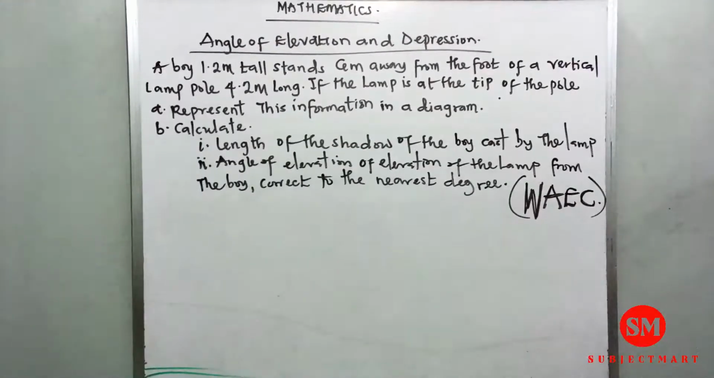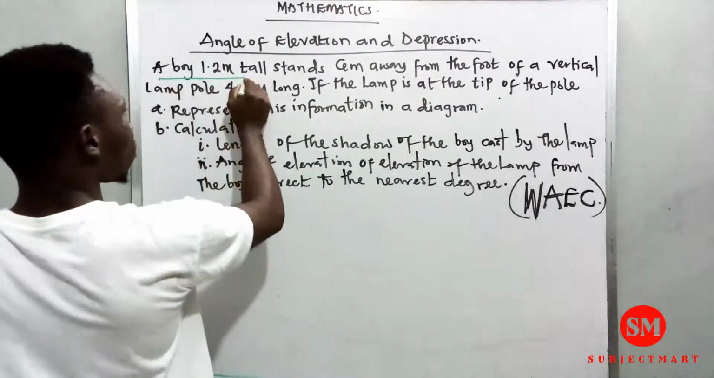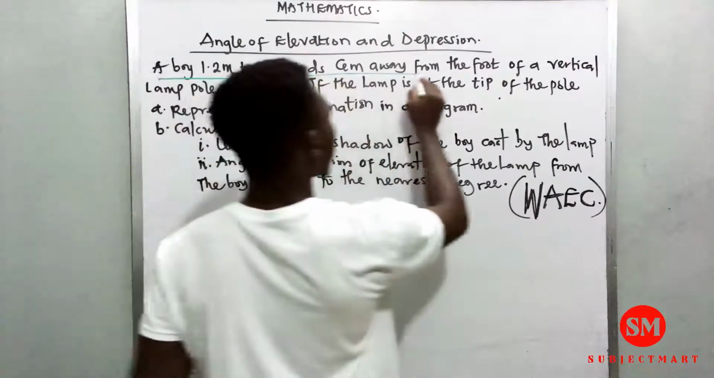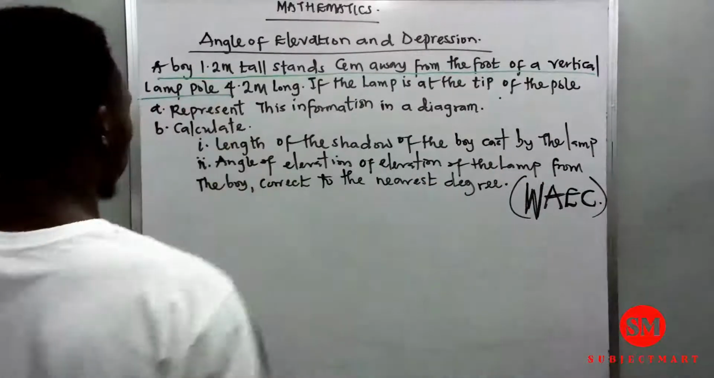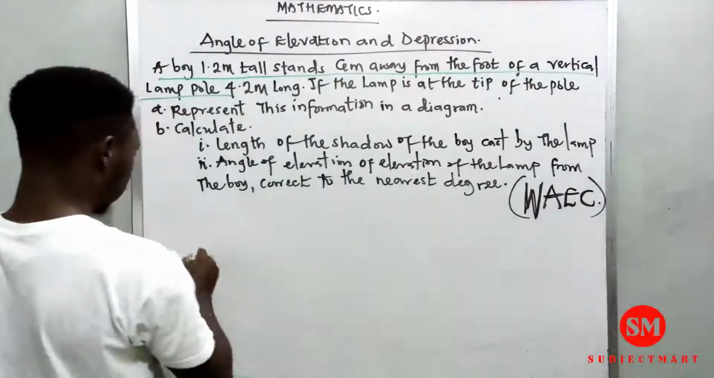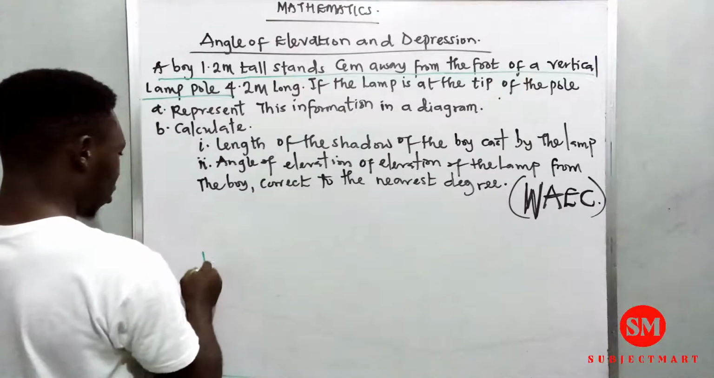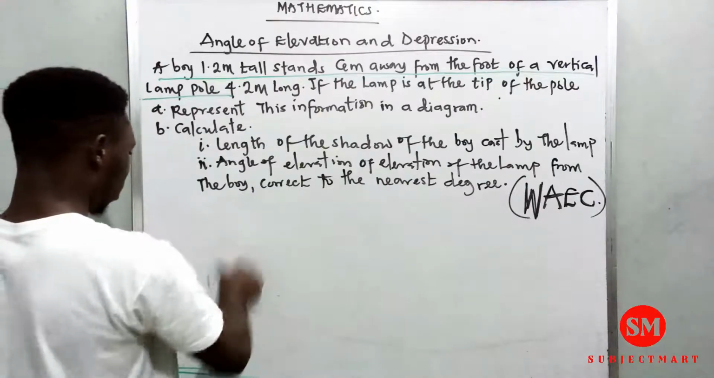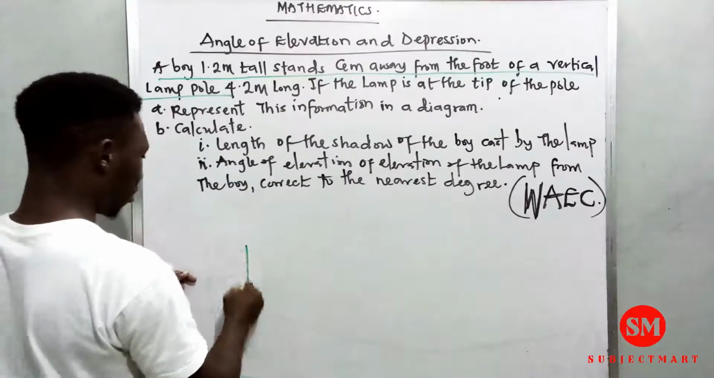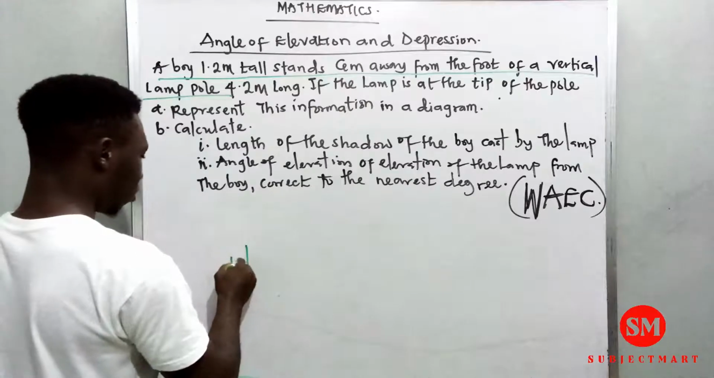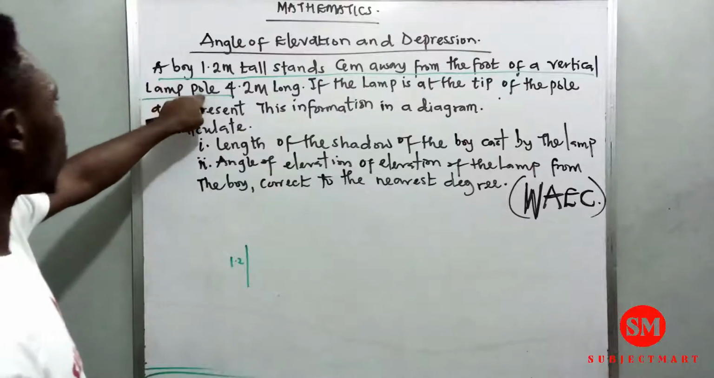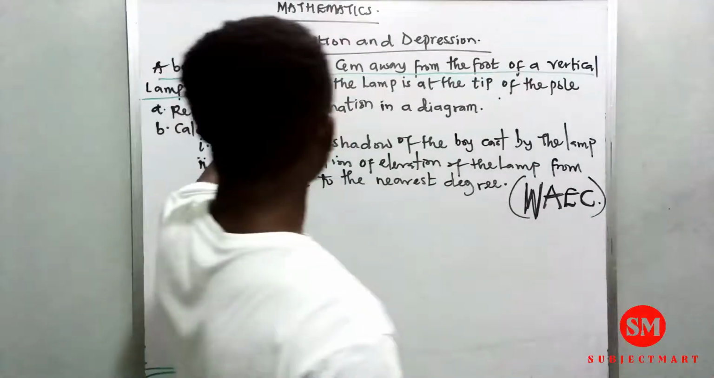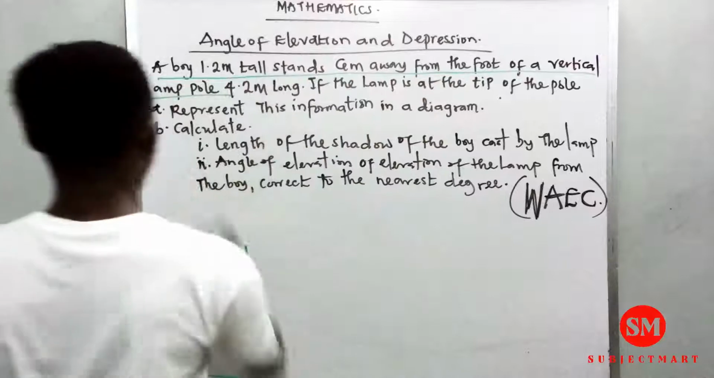Okay, so going forward, a boy 1.2 meter tall stands 6 meters away from the foot of a vertical lamp pole. This is the boy, 1.2. Let's take the diagram again. This is the boy, 1.2 meter. He said it stands 6 meters away from the foot of a vertical lamp pole.